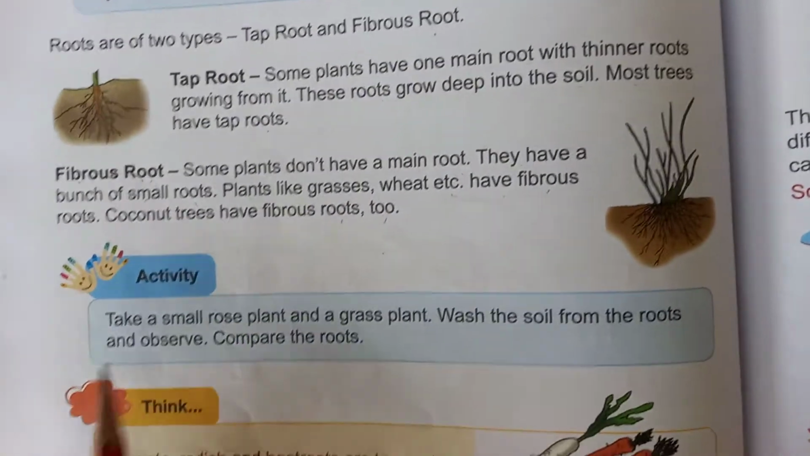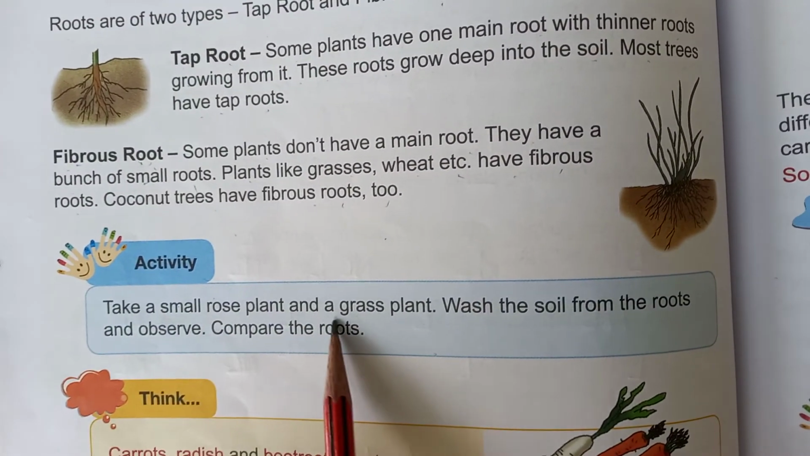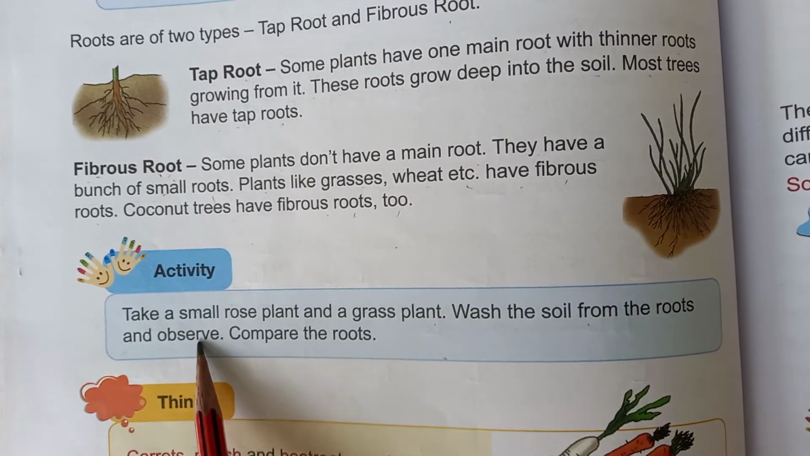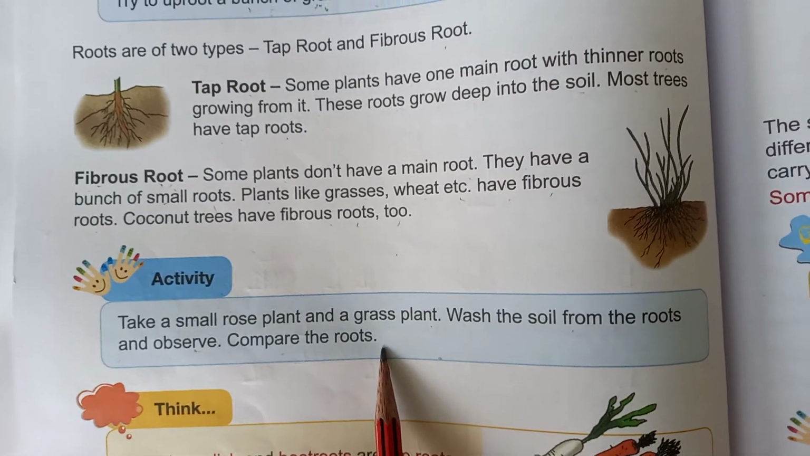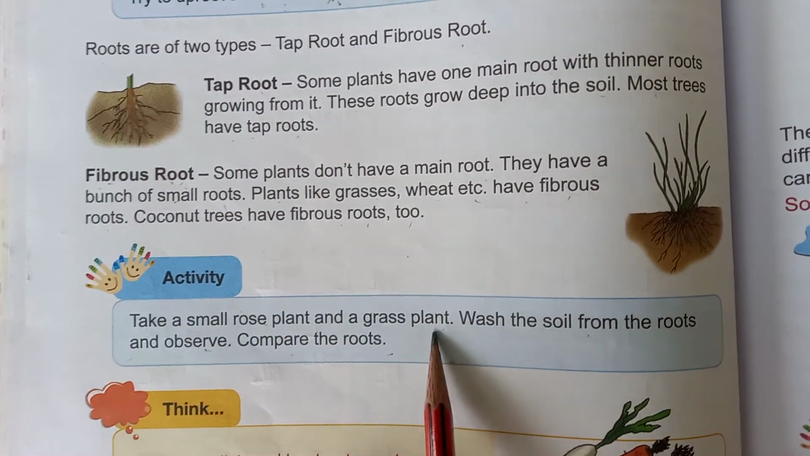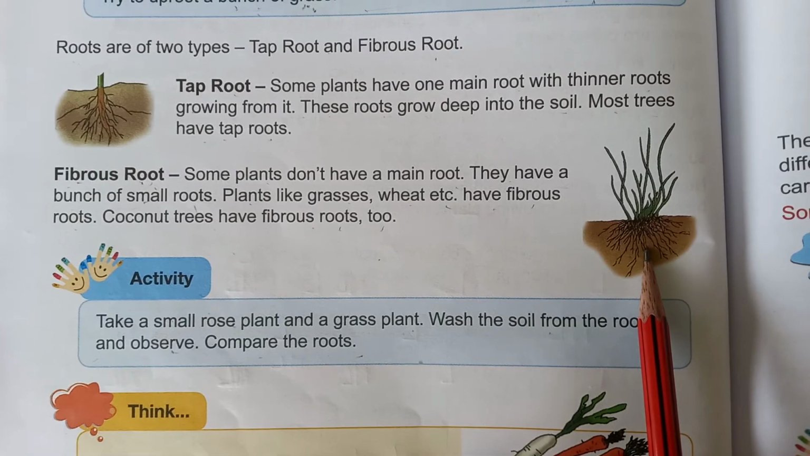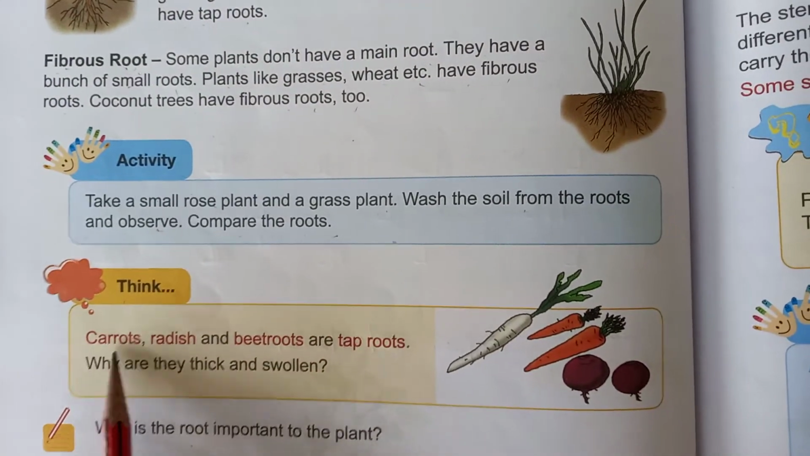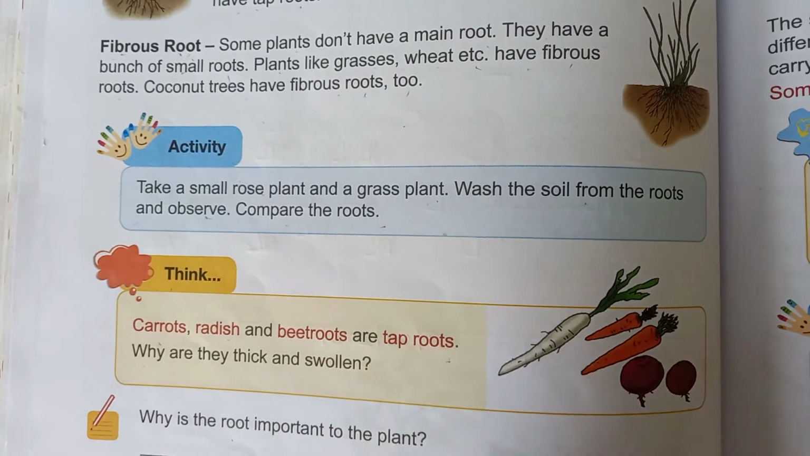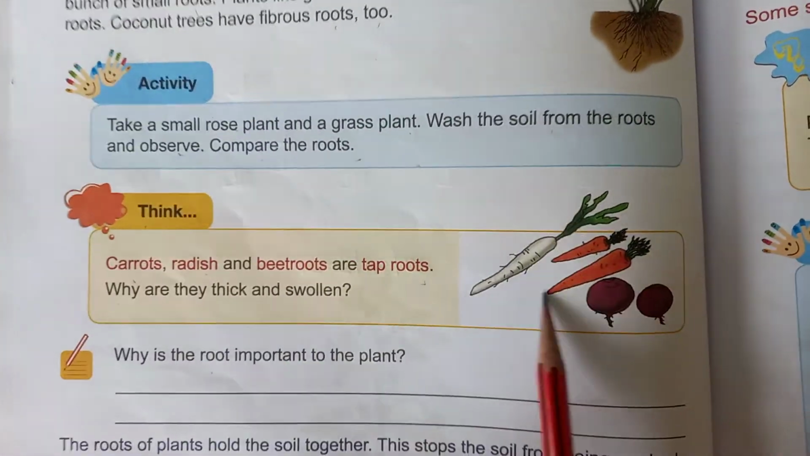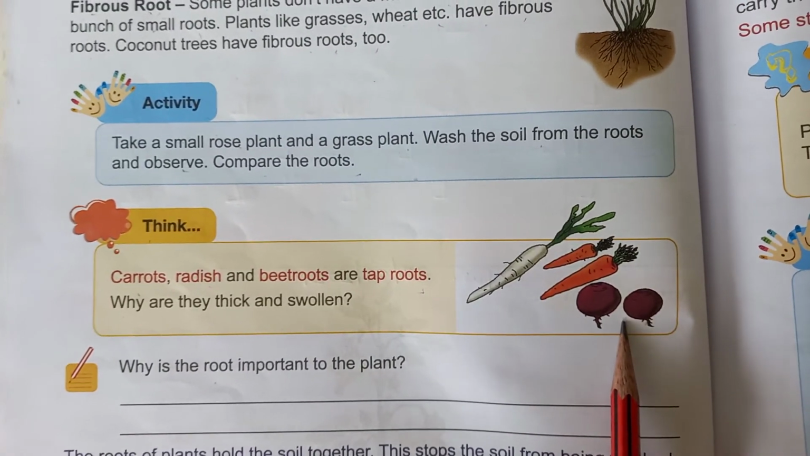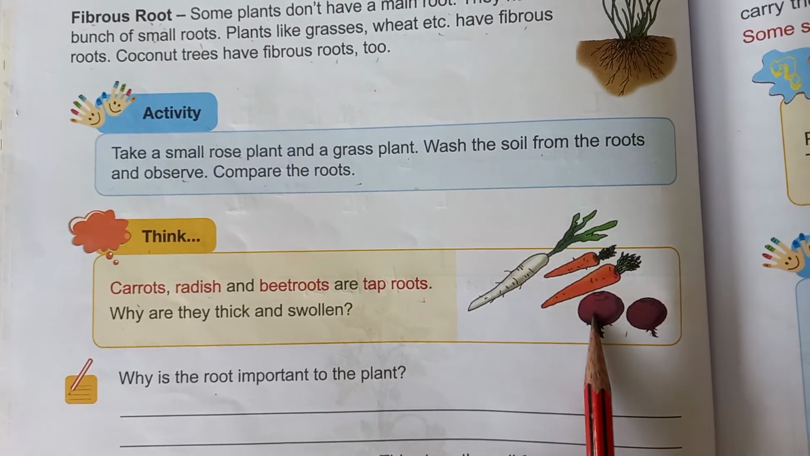Okay, now see here, activity. Take a small rose plant and a grass plant. Wash the soil from the roots and observe. Compare the roots. The rose plant has a taproot and the grass plant has a fibrous root. Now think: carrot, radish and beetroot are taproots. Why are they thick and swollen? Here they have given radish, carrot, turnip, beetroot. They have taproot. Why? And why are they thick and swollen?